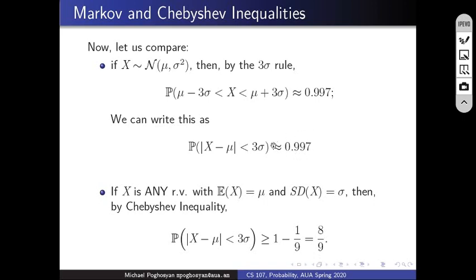So, of course, this is a more precise estimate, but this is because we know the concrete distribution, the exact distribution of x. But if we do not have the exact distribution, this is any random variable, we can say we will have some information about this. We will have that this probability is larger or equal than 8 over 9.